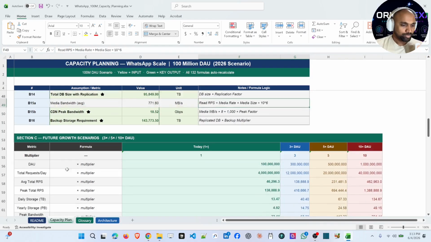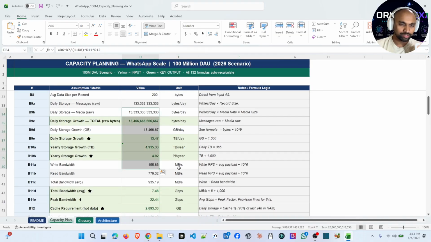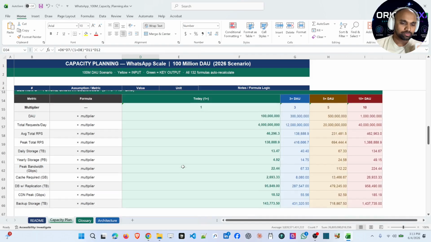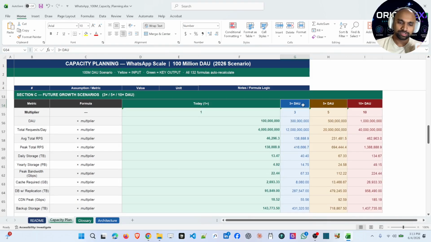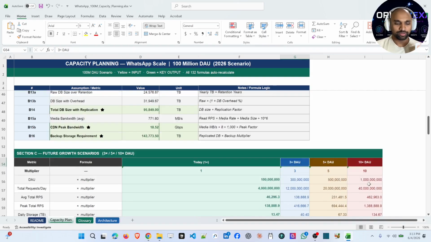Next, come to the future growth. This is the calculation we made, and this value we have already calculated here. If we consider this value, how much storage and other parameters will be required for the 3-year, 5-year, and 10-year values.